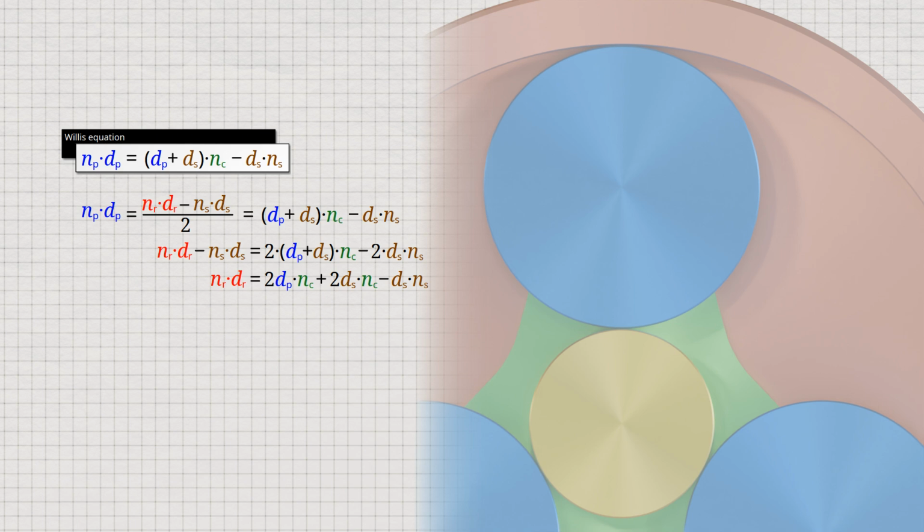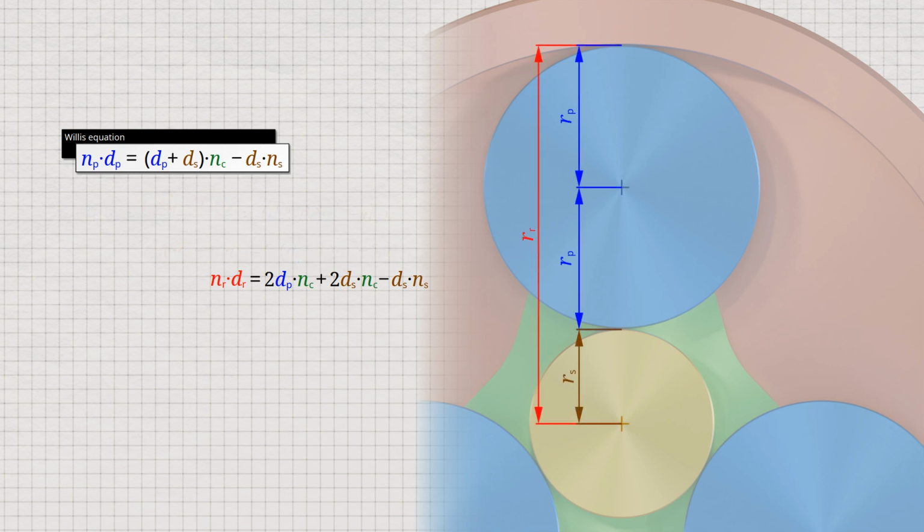However, the diameter of the planet gear is clearly related to the diameter of the ring gear and the sun gear. As can be easily seen from the figure, the sum of the sun gear radius rs and twice the planet gear radius rp equals the ring gear radius rr. We express the radii in terms of the corresponding pitch circle diameters and solve this equation for twice the planet gear diameter dp. This expression can now be used in the previously derived equation.